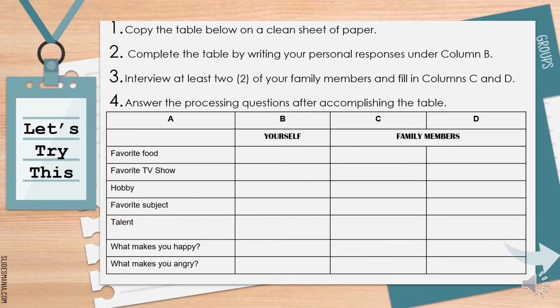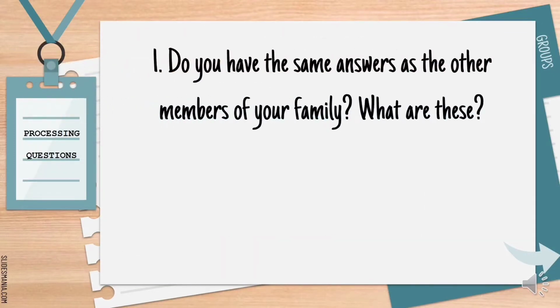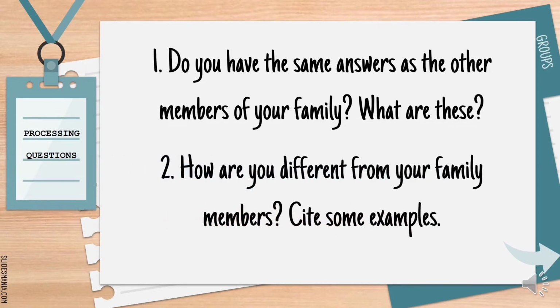Then after completing the table, you need to answer the processing questions. The first question is, do you have the same answers as the other members of your family? What are these? Second, how are you different from your family members? Will you cite some examples? Very good, class.